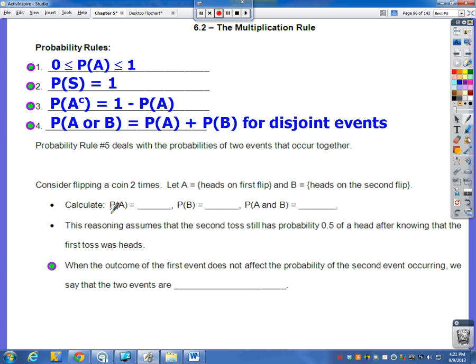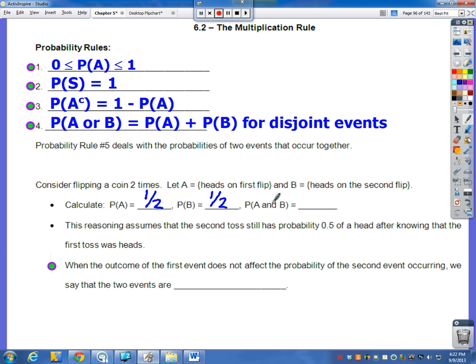So what's the probability of event A, that we get heads on the first flip? Well, that would be 1/2, right? 50-50. The probability of event B happening? Well, what's the probability that we get heads on the second flip of a coin? Well, that's also 50-50, 1/2.